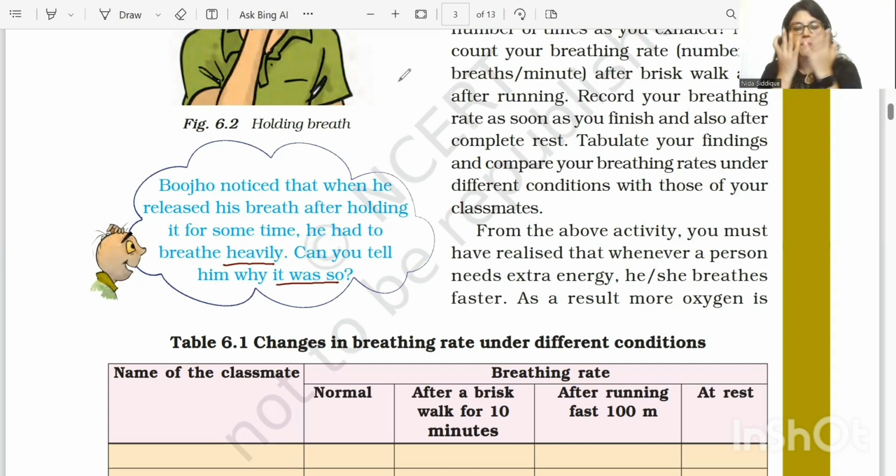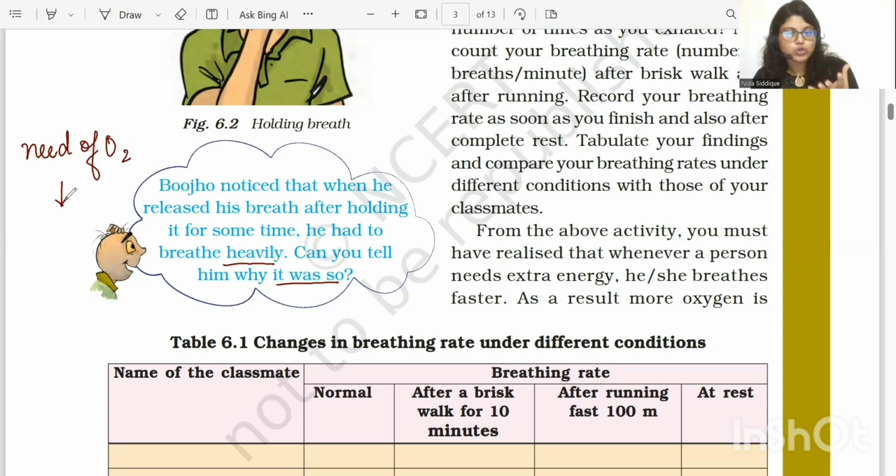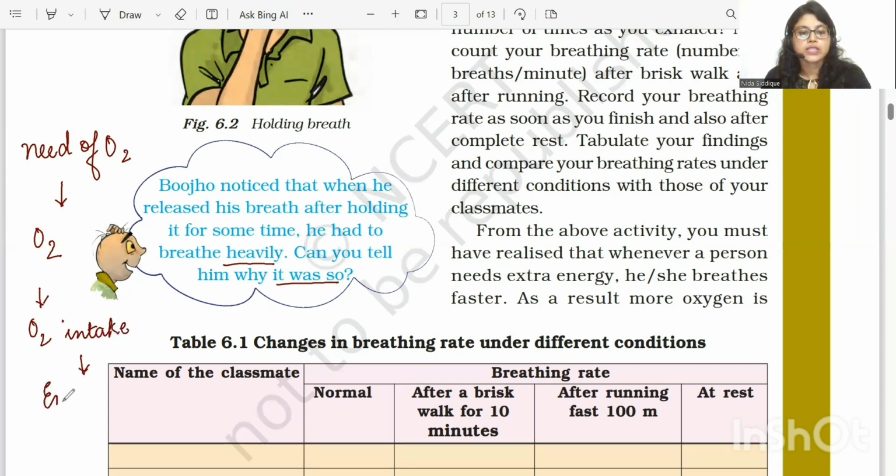ये है कि जब हम अपने ब्रेथ को होल्ड करके रखते हैं, अब बॉडी is deficient of oxygen. Okay, there is a constant need of oxygen in our body. So when Bhuju releases his breath and starts to breathe, he will start breathing heavily so that oxygen is supplied to his body and he can meet the oxygen intake in order to produce energy, in order to supply energy to his body.